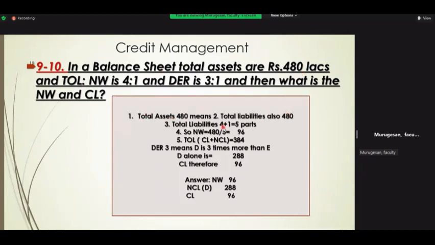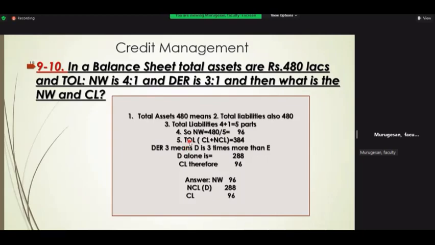Second step: total liabilities are 4:1, so total liability is 4 and equity is 1. Total liabilities, that is NCL plus CL, are 4 times more than equity. So 4+1 makes 480. 4:1 means 4 parts and 1 part, so 5 parts equal 480. Total assets and total liability are the same. Then 1 part is net worth, so net worth will be 96. Agreed or not?